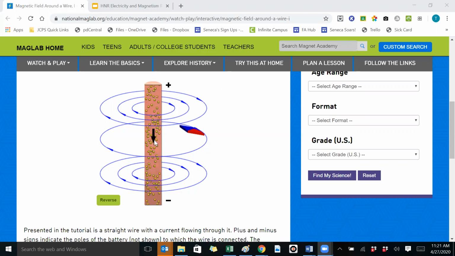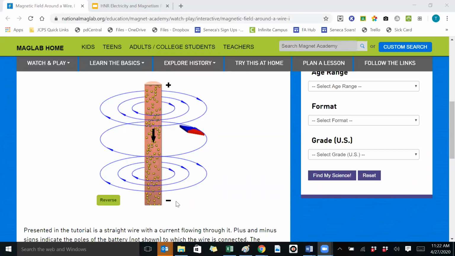And we see that there is a down arrow. The down arrow represents the current flowing through the wire, whereas these yellow little dots here represent the electrons flowing through the wire. We have a positive end of our battery here and a negative end of our battery.